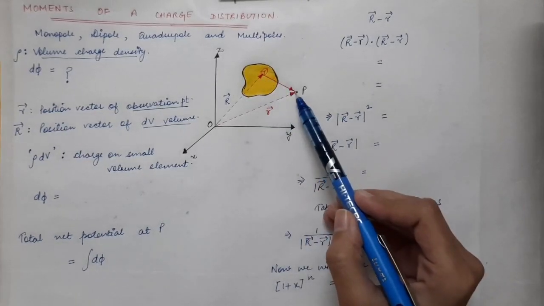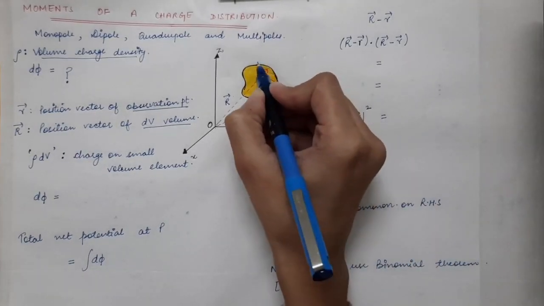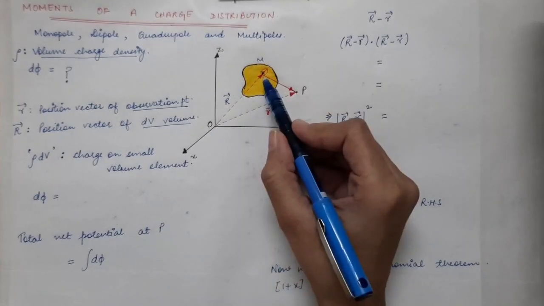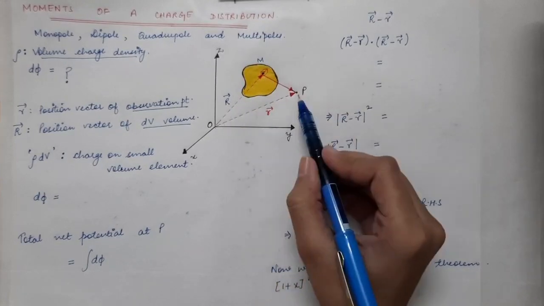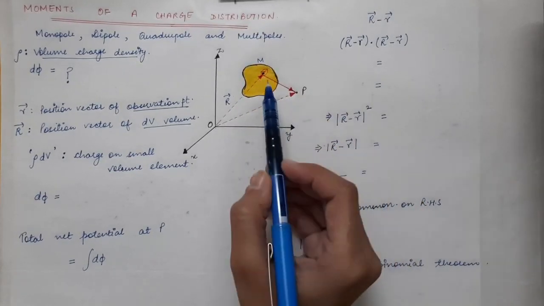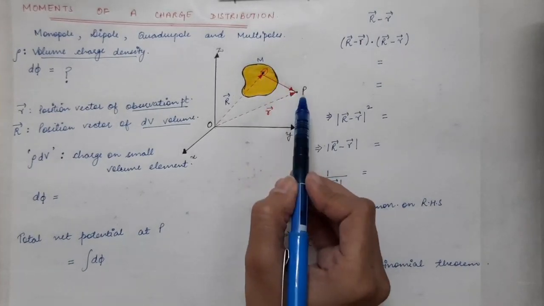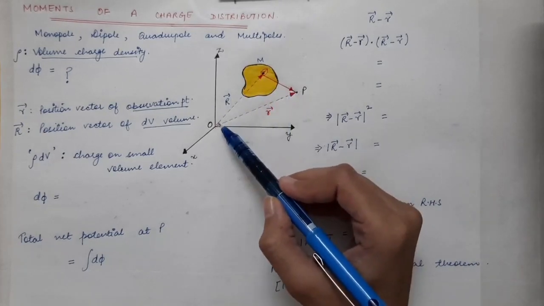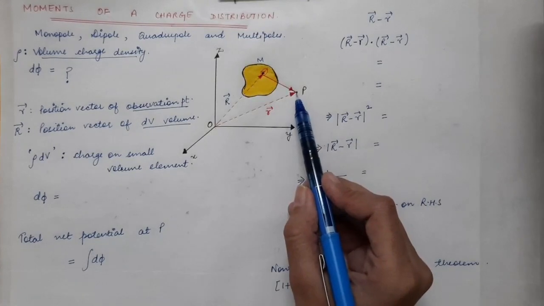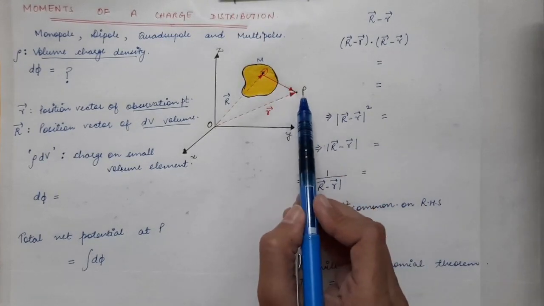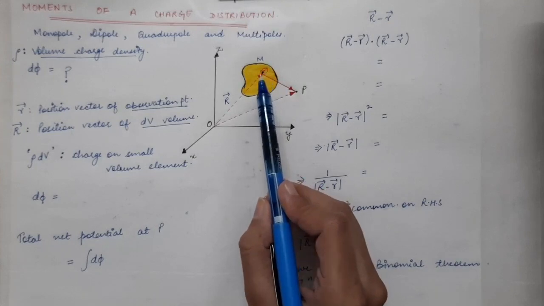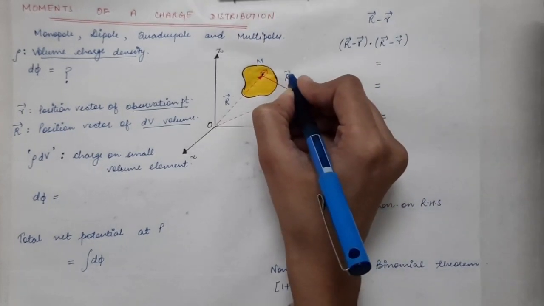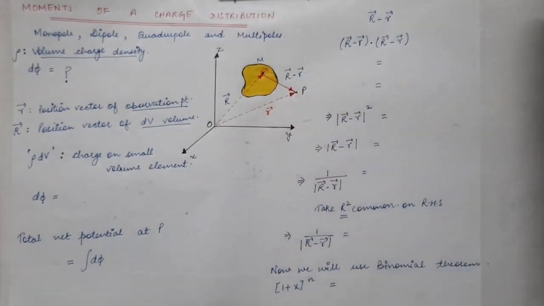So what will be this vector? Let's say this particular point is capital M. So the OM vector is equal to capital R vector, and the OP vector is equal to small r vector. So what will be the MP vector? The MP vector will be given by the triangle law of vector addition. So the MP vector will be equal to capital R vector minus small r vector. This will be the vector which is pointing from the volume element towards the observation point.